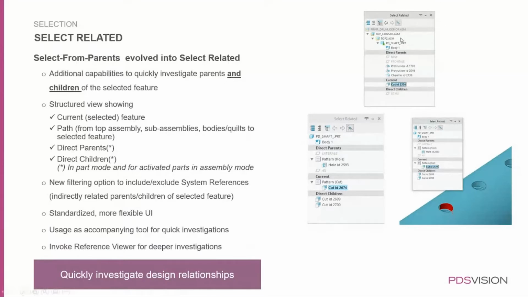As you can see, you can have this as a floating window, but you can also have it in the model tree. So you can have a model tree and a select related tree side by side or on top of each other. That gives you a very nice idea about what's happening in there.